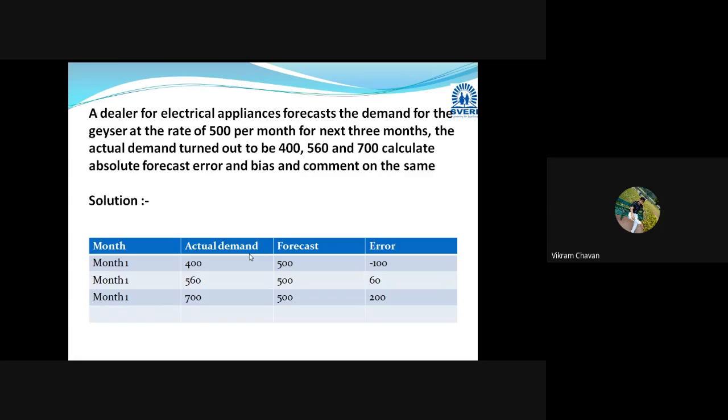Okay, so one dealer is there, and he has forecasted the quantity of sales for geyser. He has forecasted that for the next 3 months the sale will be 500 geysers per month from that particular shop. But in actual, the demand for that geyser is 400 units for the first month, 560 units for the second month, and 700 units for the third month. Now here we have to find out the absolute forecast error and the bias error.